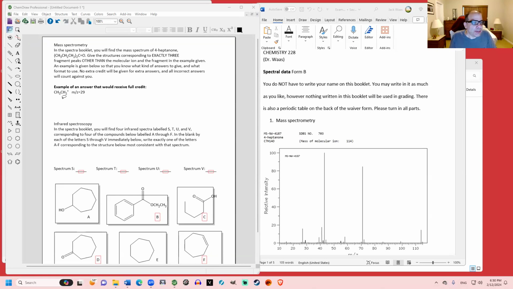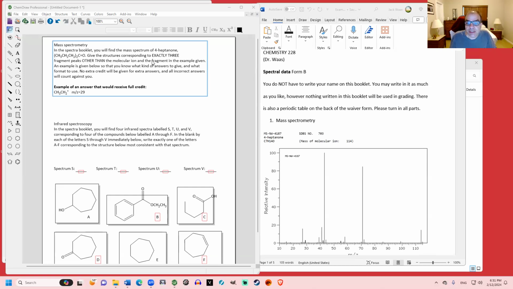So I gave an example of an answer that would receive full credit. The way you do it is you put the structure of the fragment, it should be something with a plus charge, and then where it shows up on the spectrum, m over z equals whatever. And you can see already the molecular ion at 114. So you actually know what the compound is.